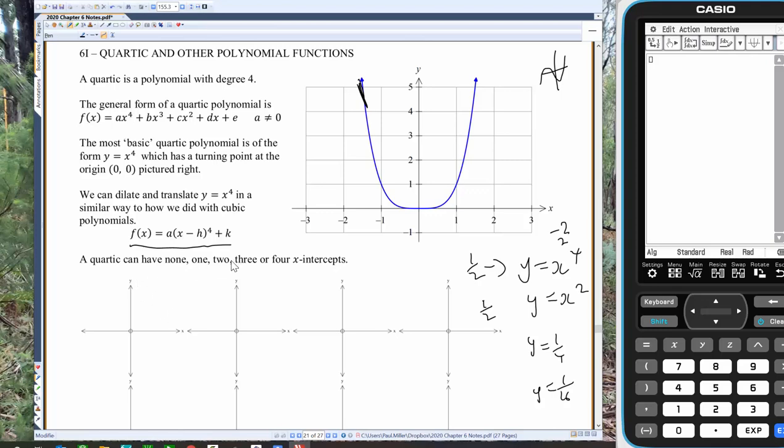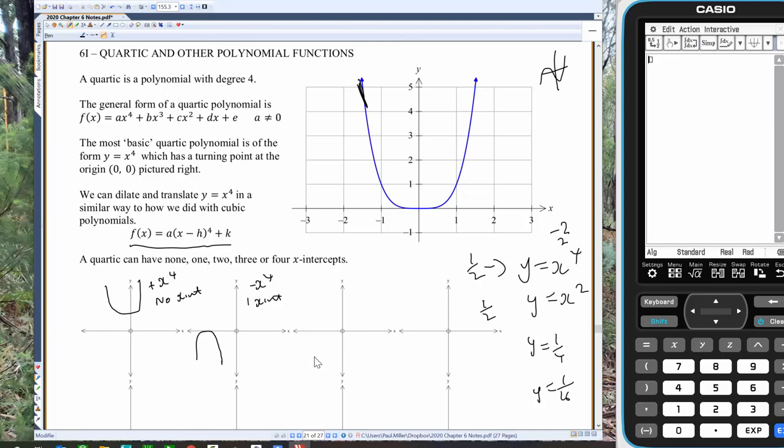So let's do a quartic with no x-intercepts. That's like this general form, but translated 4 units up, say. So that would be x to the 4, a positive. We could have one x-intercept. There's an example. That would be like a negative x to the 4. One x-int. This one is no x-int. What else can we get?